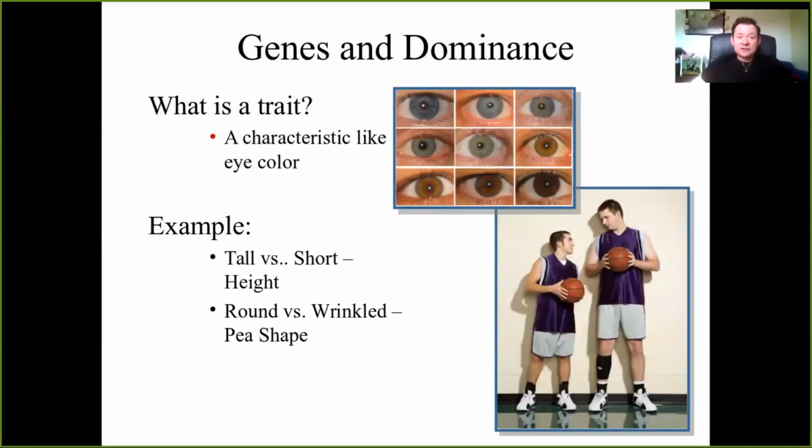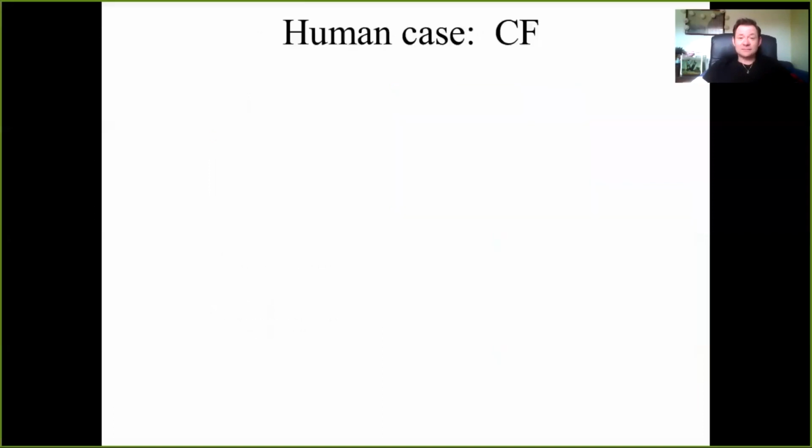So genes and dominance, what is a trait? First of all, a concept you kind of need to get your head around. A trait is a characteristic such as eye color, or a particular tendency towards aggression, or towards depression, or anxiety, or schizophrenia, or extroversion or introversion, or being tall or being short. All of these things are traits. Being lactose tolerant or lactose intolerant, they're all traits. An example, tall versus short, so height. Round versus wrinkled, pea shape.